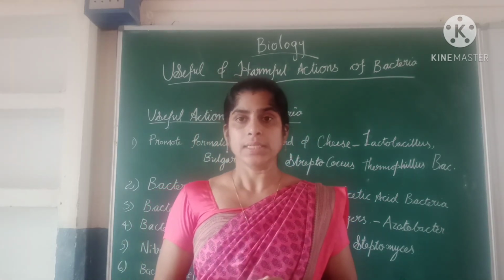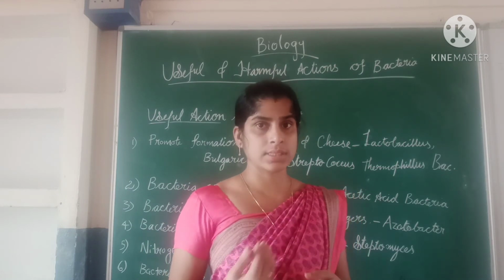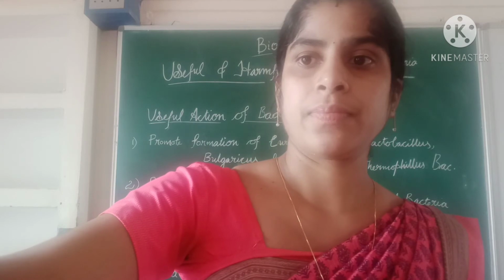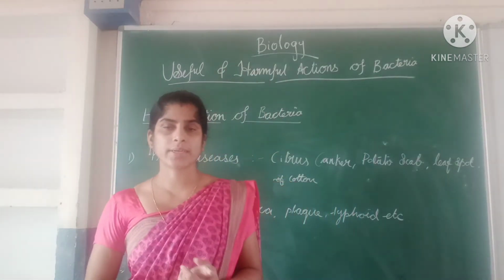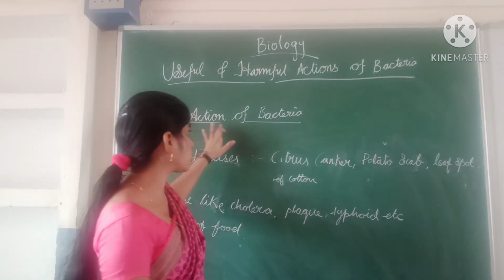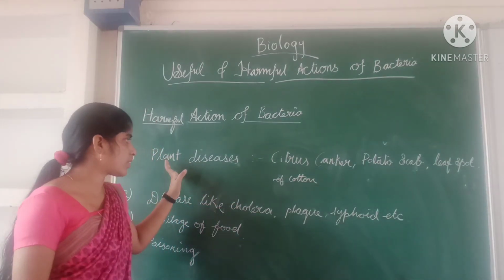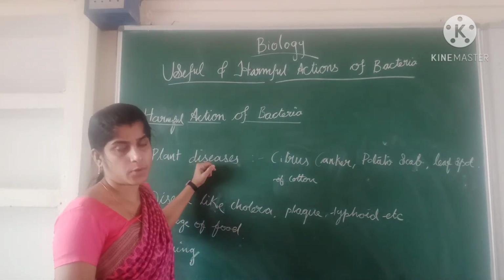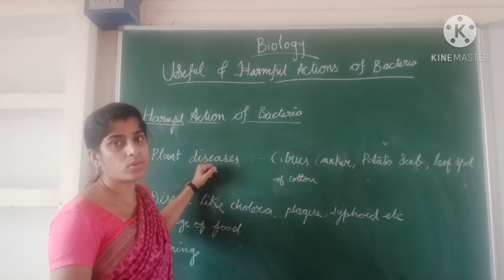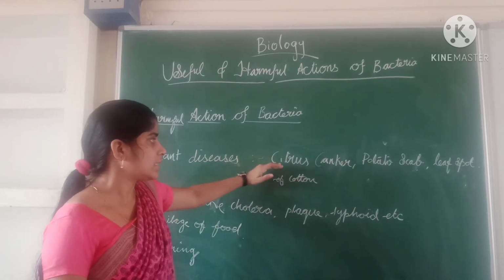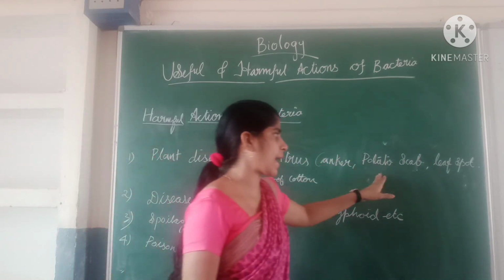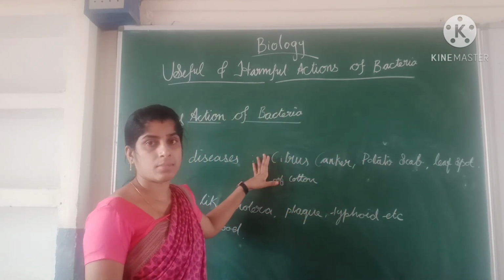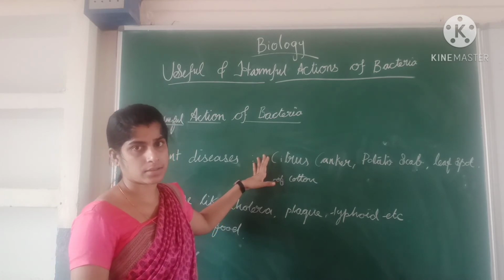Okay, clear? So now we are going to discuss the harmful actions of bacteria. First one, plant diseases. Bacteria act on plants and may cause diseases. So citrus canker, potato scab, leaf spot of cotton. These are bacterial diseases.